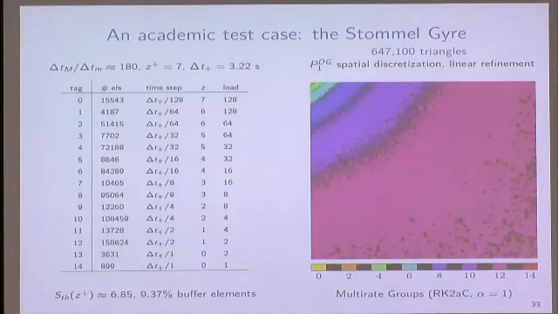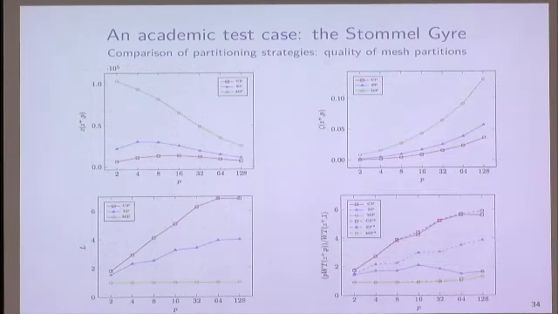And so on the left you see the subdivision of the number of elements that belong to each group and the time step associated with the multirate exponent and the multirate load. Here we have a ratio of about 180 between the smallest and the largest time step, and the theoretical speedup that we would achieve is 6.85, and 9.37% of the buffer elements cover the entire mesh.